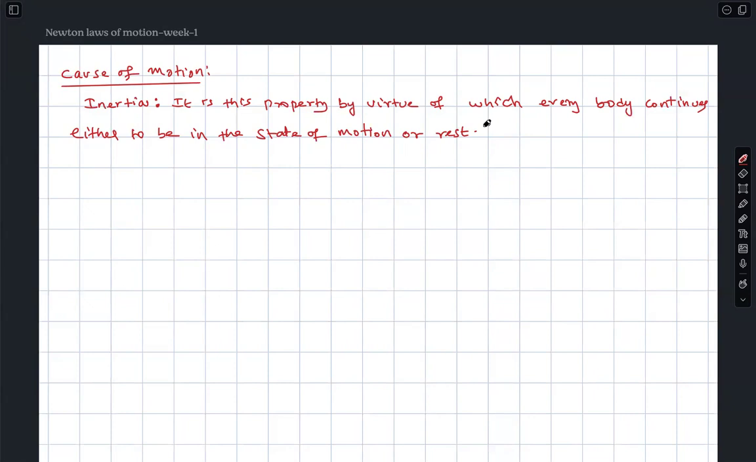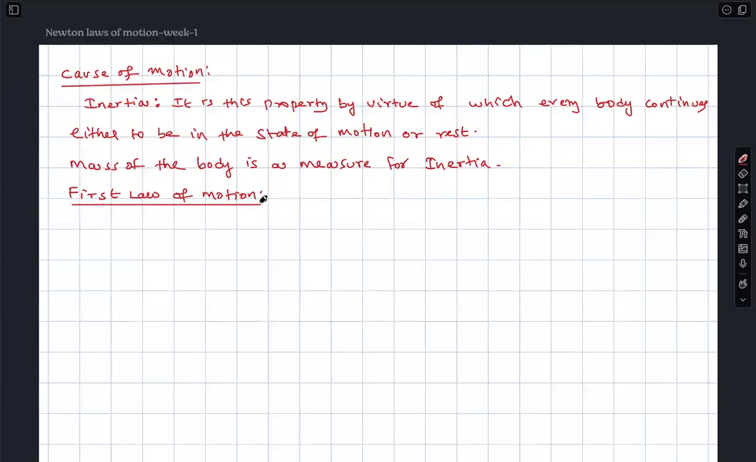Everybody will possess that. So what changes this state? Force changes this state. Remember, mass of the body is a measure for inertia. I mean, more is the mass, more high is the property inertia. So now how to understand Newton's first law of motion?